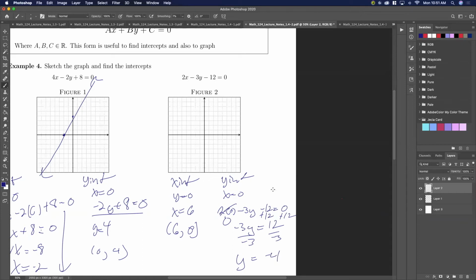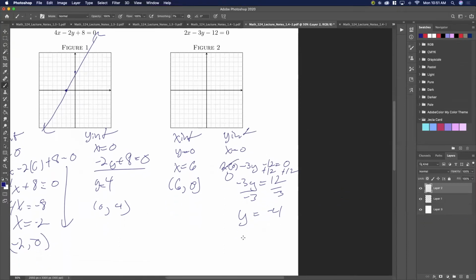And so here, my y-intercept, down a little bit, is where x is 0 and y would be minus 4. So here I have (0, -4), which is my first point. And then I have (6, 0), my second point, and then I have this line. Okay.